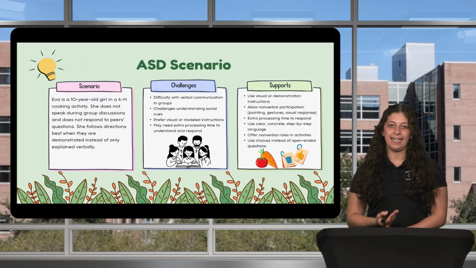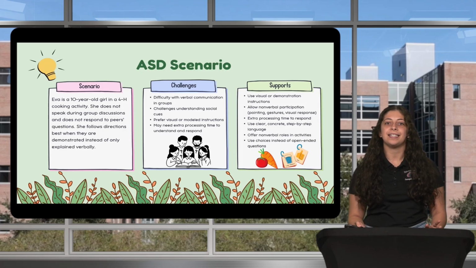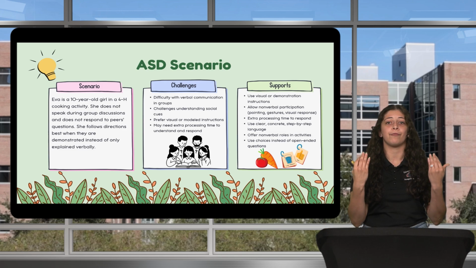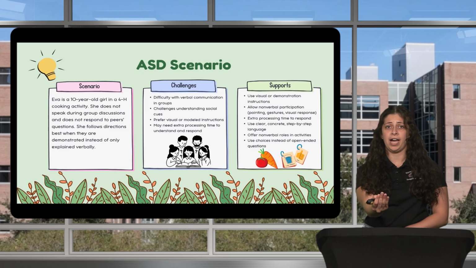Here's the last meeting scenario. Ava is a 10-year-old in a 4-H cooking activity. She does not speak during group discussion and does not respond to peers' questions. She follows directions best when they are demonstrated instead of only explained verbally. What challenges might Ava be experiencing, and what supports could we provide?